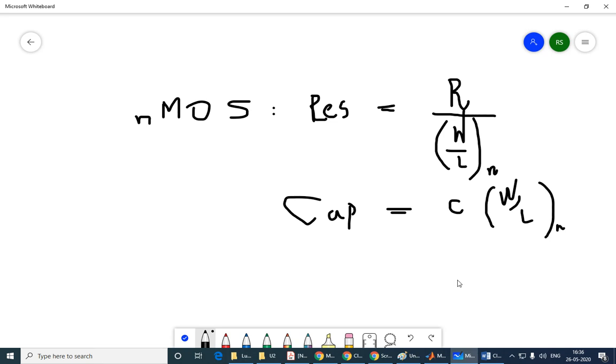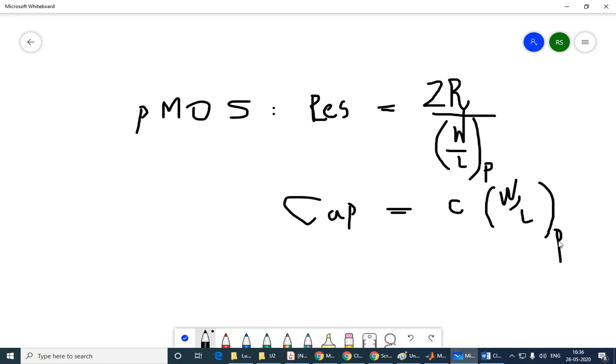Once we have defined this for the NMOS transistor, we can slightly modify it to get new values for the PMOS transistor, which is going to be slightly different because the per unit resistance is 2R, and instead of N we will have a P, and that is the W by L of the PMOS transistor.